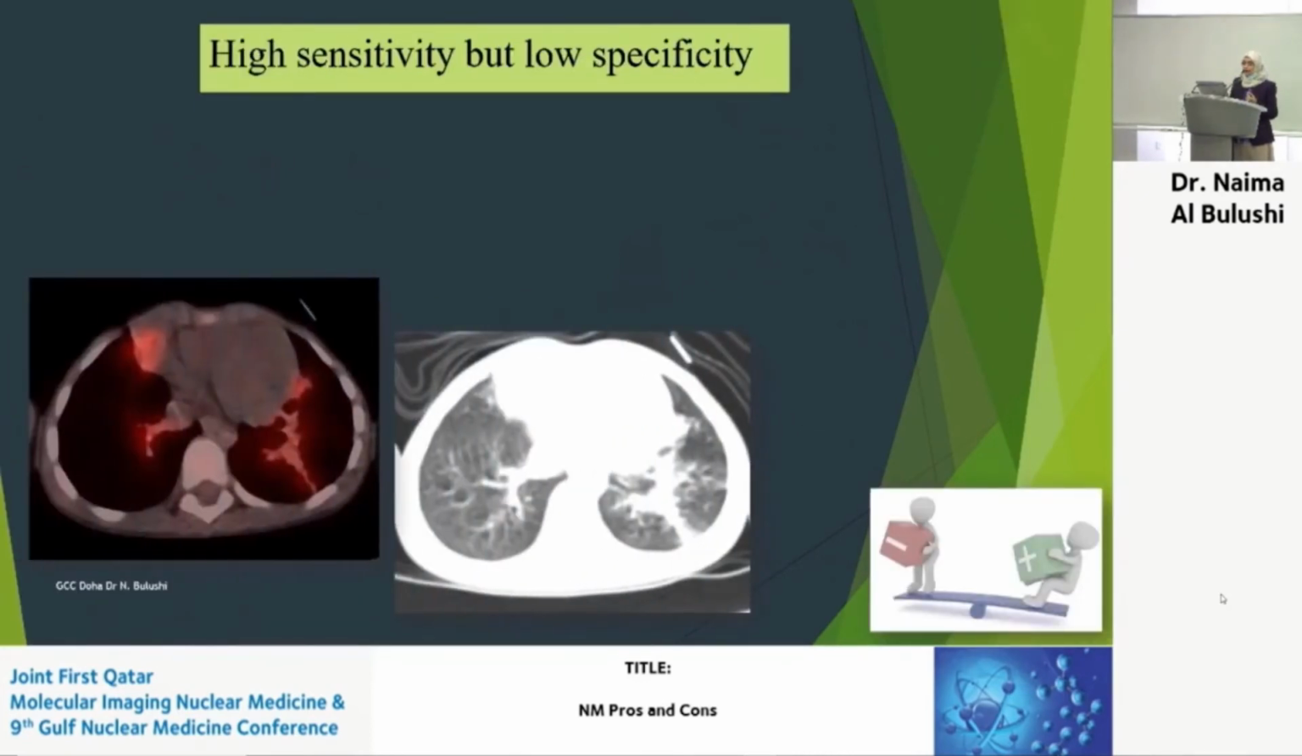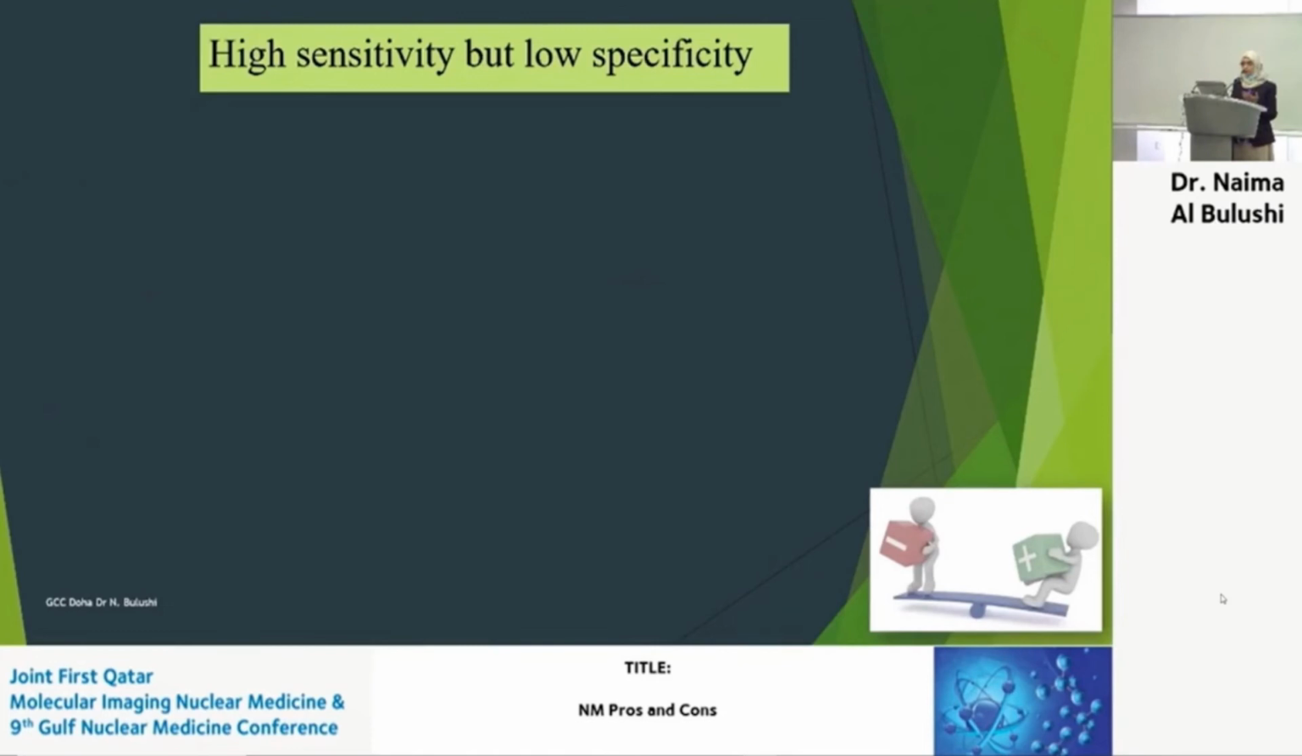And there are some things that I don't know whether to put into pros or cons in imaging, for example, the high sensitivity, low specificity. This applies to some of the studies that we do. For example, looking into the PET alone, if you look into this image, you would have thought that there is some disease in the lung, but looking into the CT, you know that there are consolidations. So this is something that we can resolve with having the PET CT fused images.